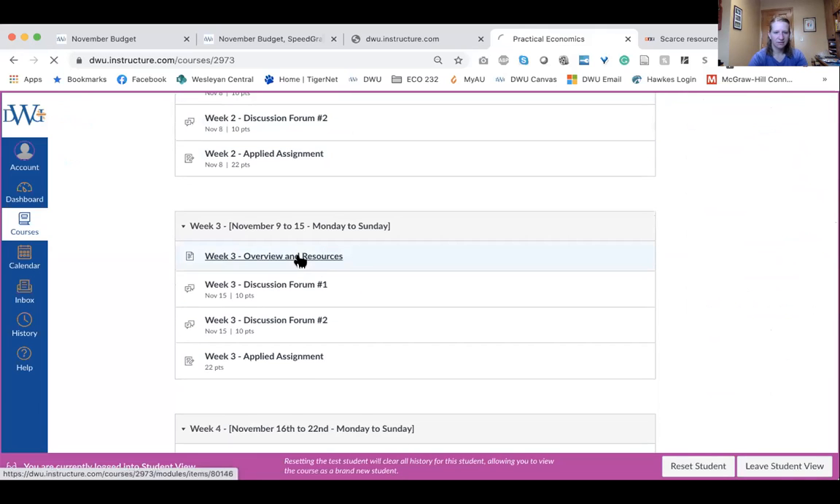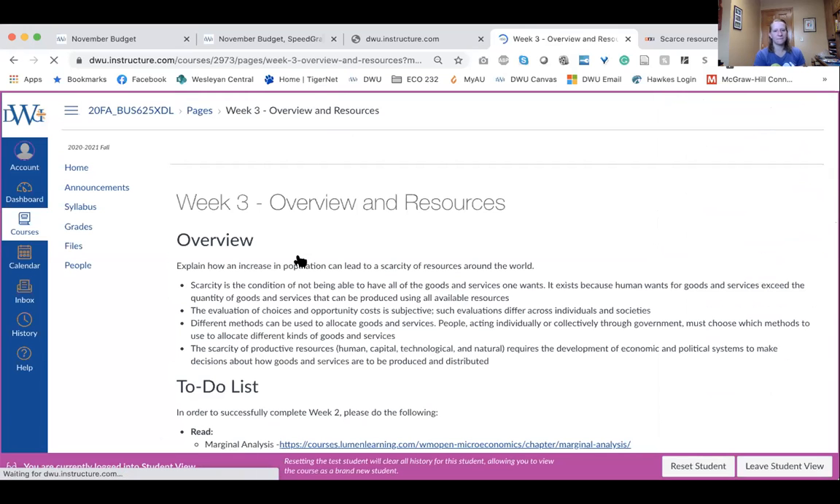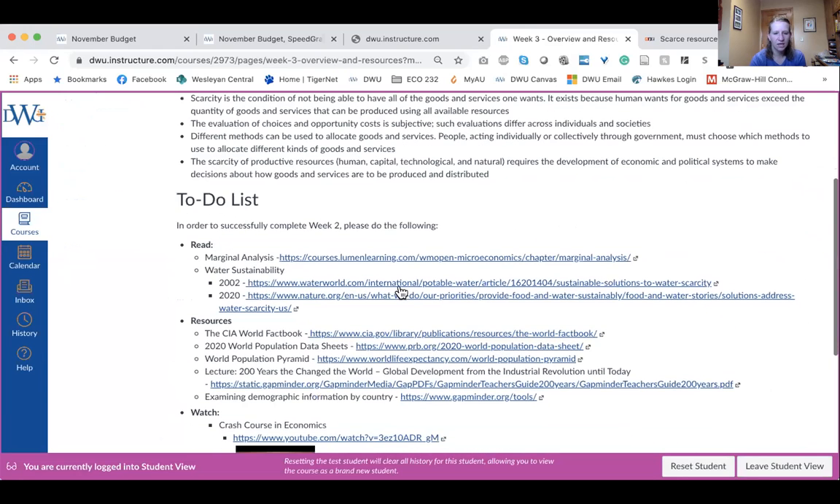So once we get down here to week 3, this week you're going to be looking at increasing population and how that can lead to scarcity of resources around the world. Again, kind of tying in with last week when we talked about the tragedy of the commons and those types of things. So for reading, you've got this marginal analysis, which will help you with your group project for the week.